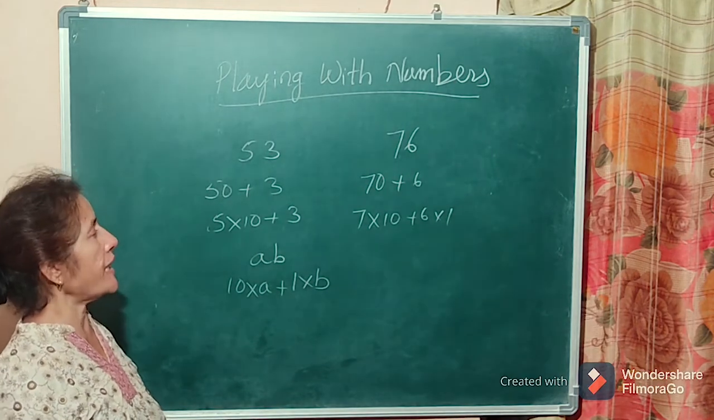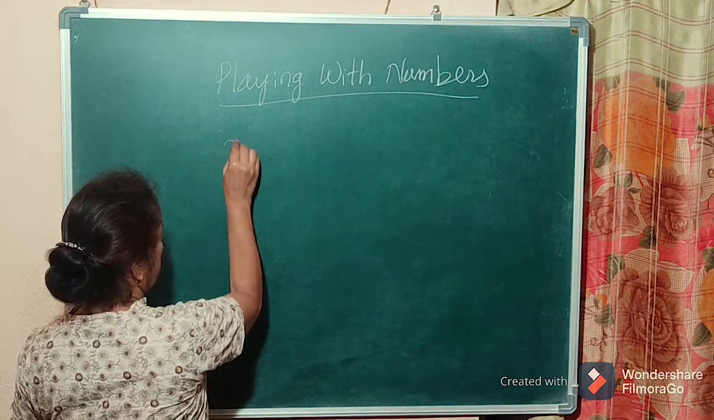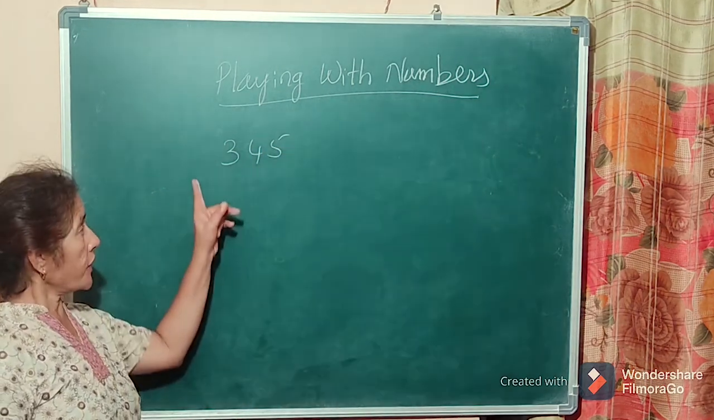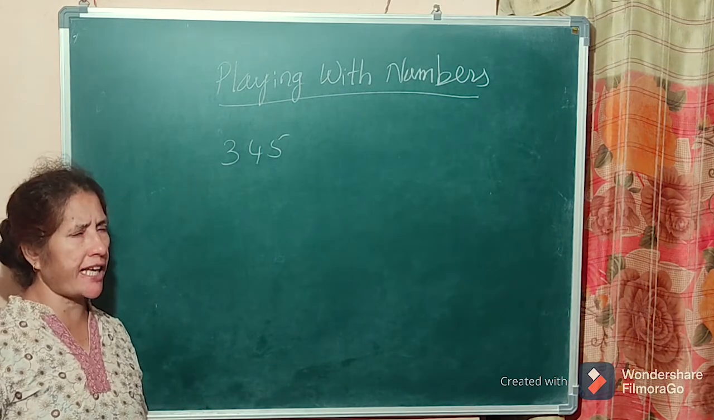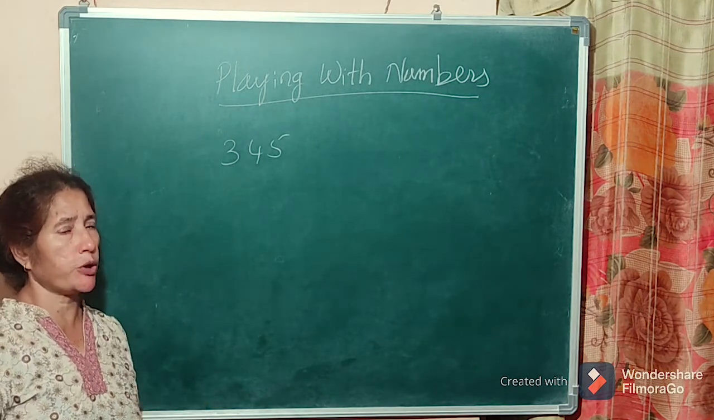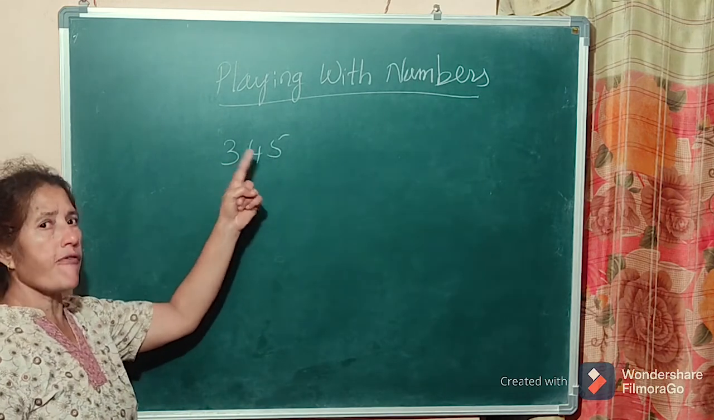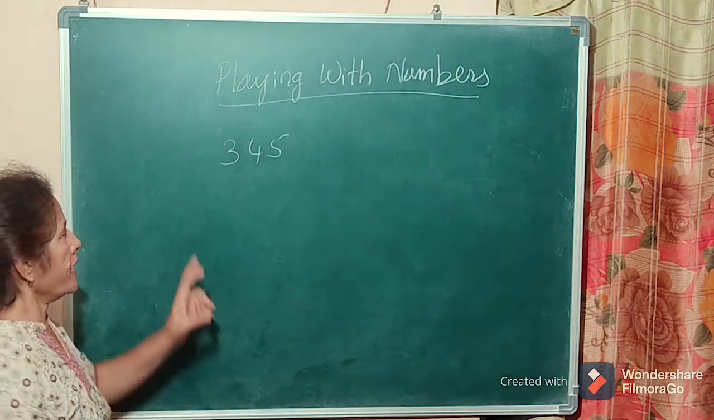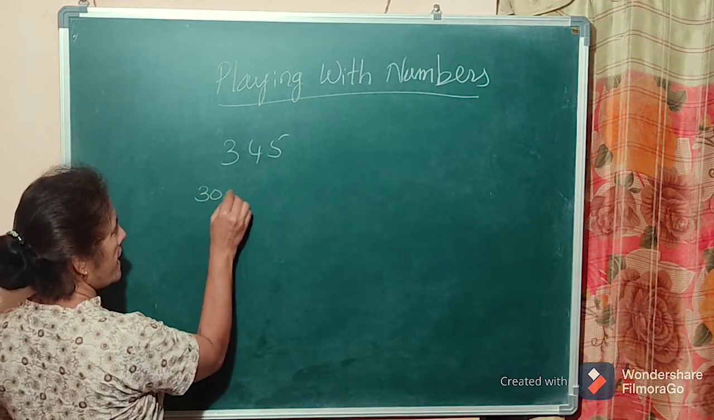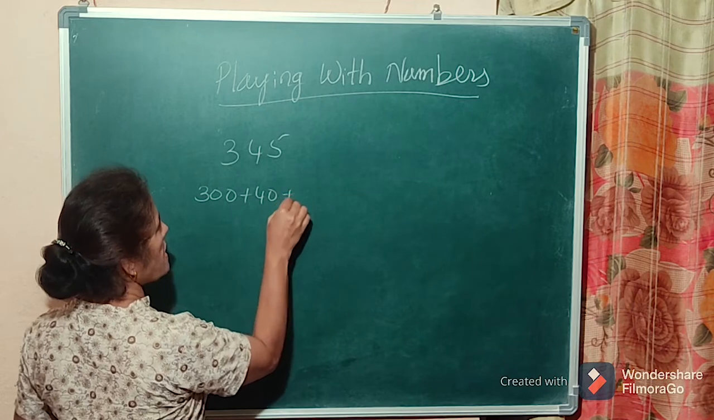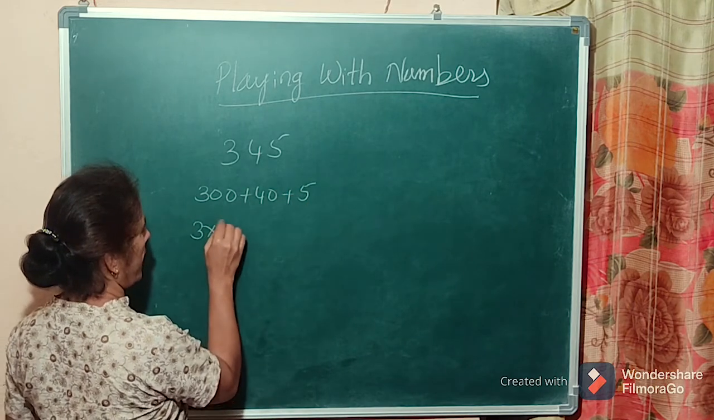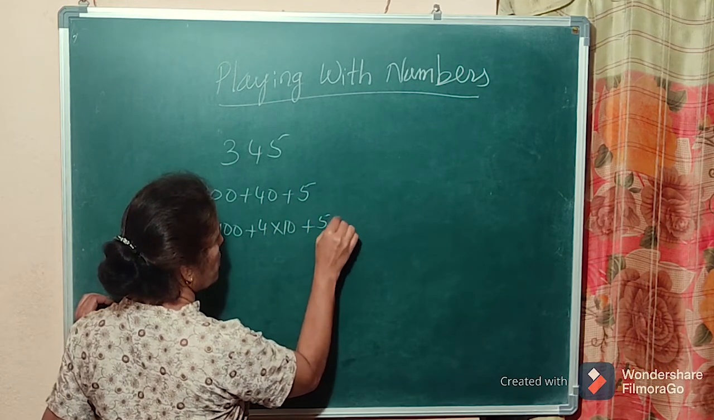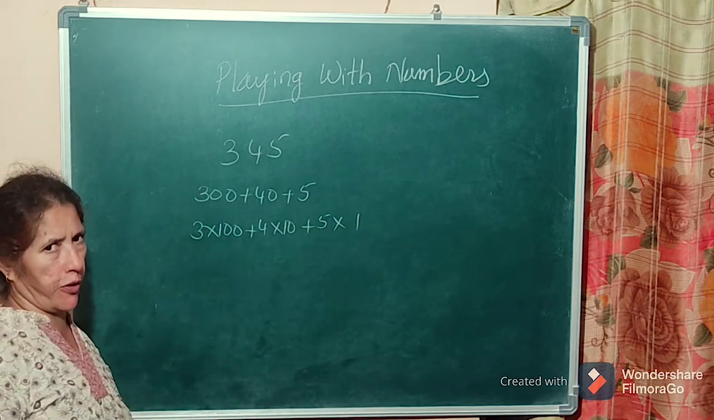Now let us go for the 3-digit number. 3, 4, 5. How many digits are there in this number? 3 digits. What are those? 3, 4, 5. How do you read this? 345. I can say 300 plus 40 plus 5, or 3 into 100 plus 4 into 10 plus 5 into 1. This is the expanded form.